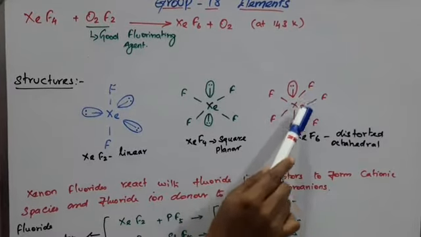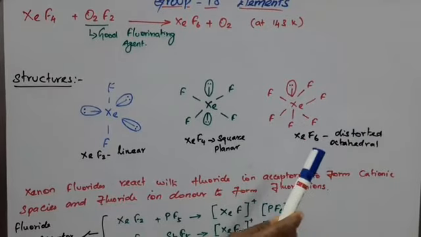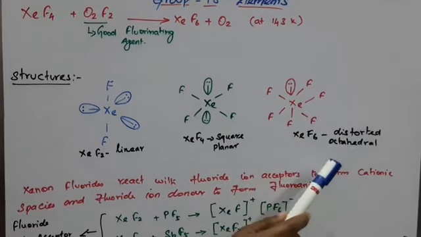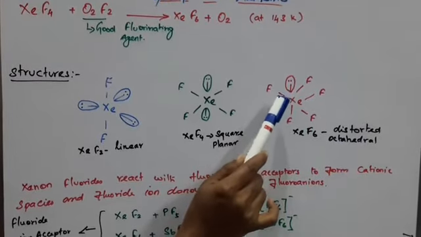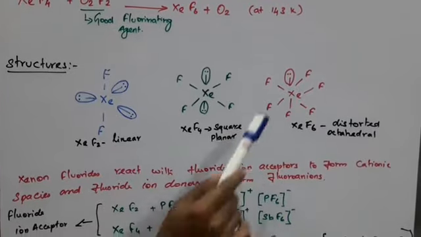So this fluorine atom is slightly bent, it looks like a bent structure. Okay, because of this it has become a little bent, so it is distorted octahedral. Okay, so lone pair-bond pair repulsion is more compared to bond pair-bond pair repulsion. Okay, so this is the reason.